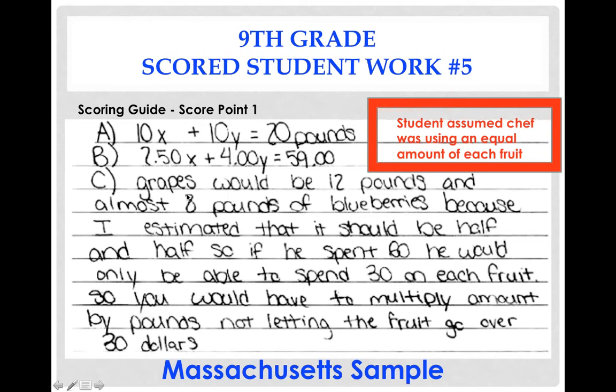And let's look at their explanation for answer C. It says grapes would be 12 pounds and almost 8 pounds of blueberry because I estimated that it should be half and half. So if he spent 60, he would only be able to spend 30 on each fruit. So the student is assuming that the chef used equal amounts of each one of the fruits. I'm assuming that's where the 10x plus 10y equals 20 pounds came from in answer choice A, and that was not the case.